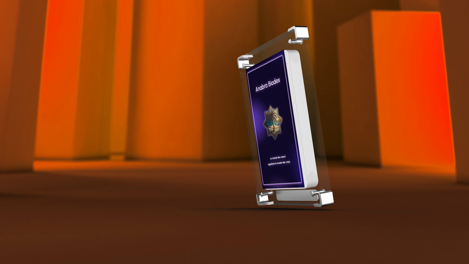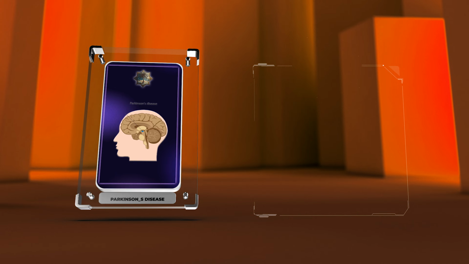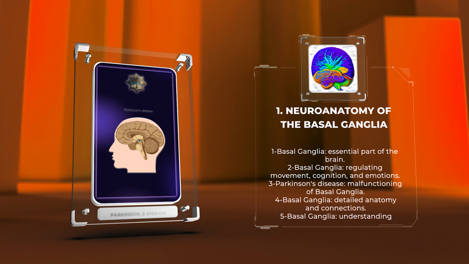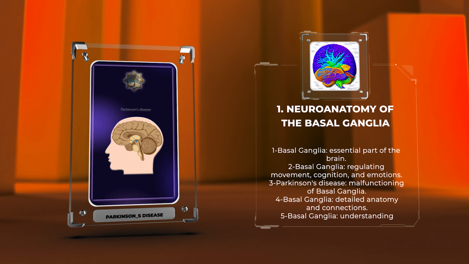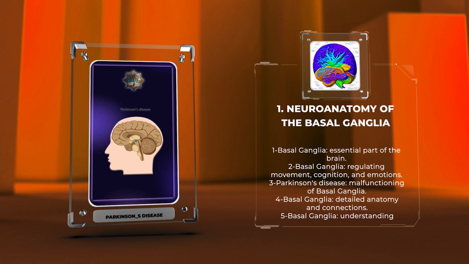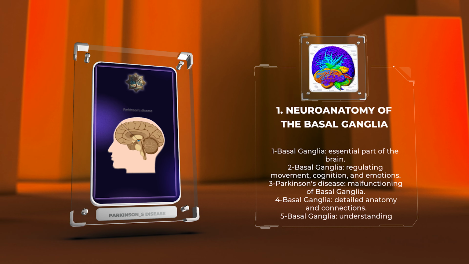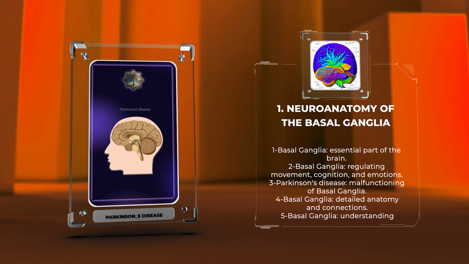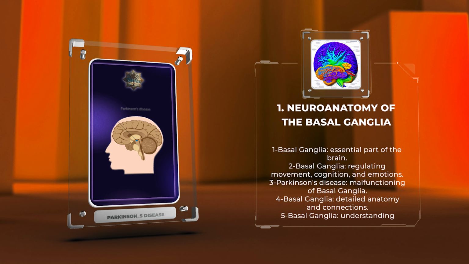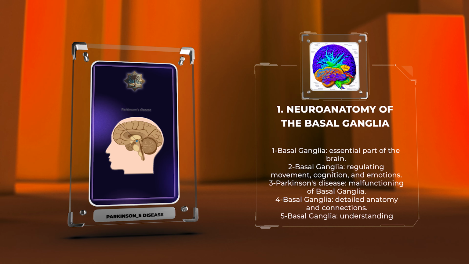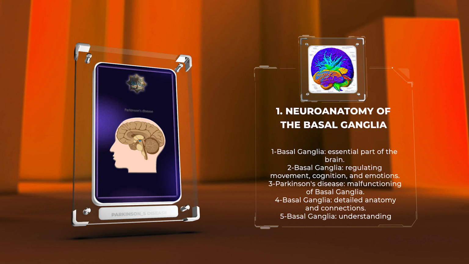The basal ganglia, an essential part of the brain, consists of several interconnected structures: the caudate nucleus, putamen, globus pallidus, subthalamic nucleus, and substantia nigra. These structures play a pivotal role in regulating movement, cognition, and emotions. In Parkinson's disease, the malfunctioning of these structures leads to the characteristic motor symptoms of the disease. Understanding the detailed anatomy and intricate connections within the basal ganglia is fundamental for comprehending the underlying mechanisms of Parkinson's disease.